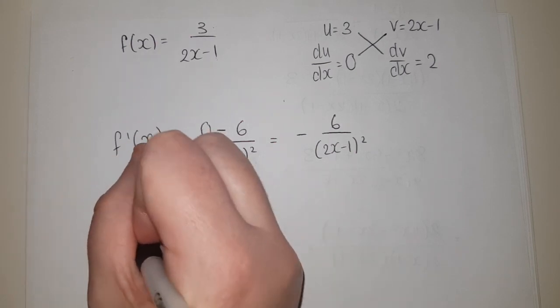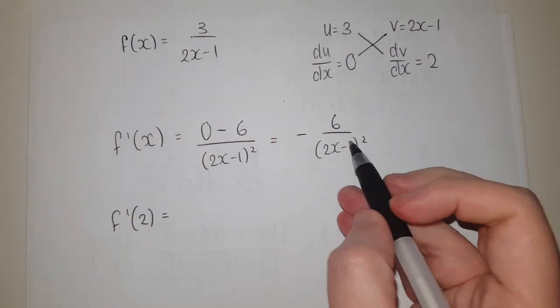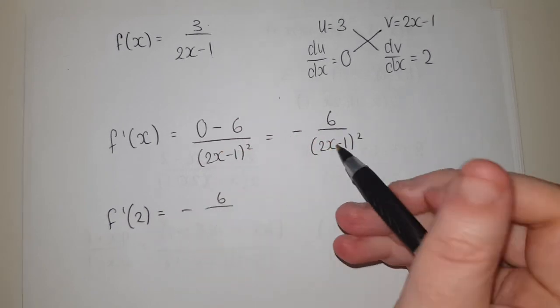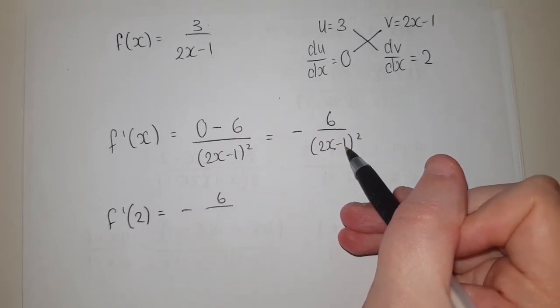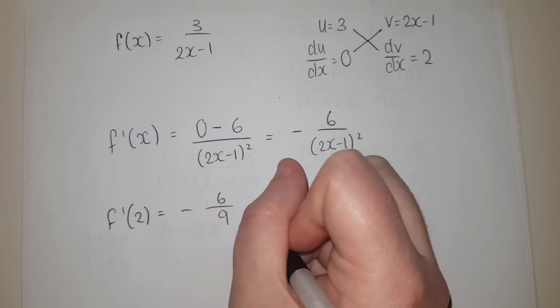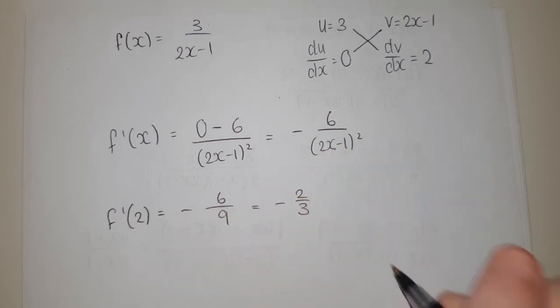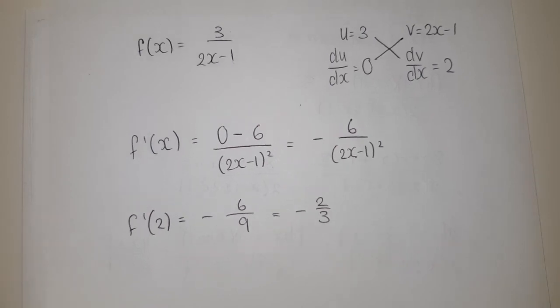And then it asks us to find f dash of 2. So you're just going to plug in 2. I get minus 6 over 2 times 2 is 4. Take away 1 is 3. 3 squared is 9. So I end up with minus 2/3 as my answer. Hopefully that one's not too bad.